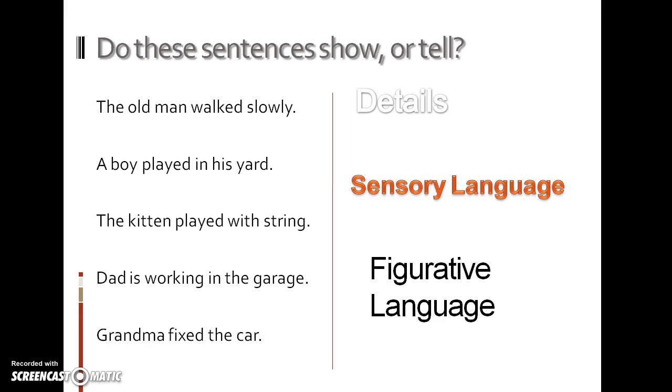The old man walked slowly. The boy played in his yard. The kitten played with the string. Dad is working in the garage. Grandma fixed the car. So remember our three strategies: details, sensory language, or figurative language. Choose one of these, and I want you to take a moment and write a show sentence. Either one. Any of these, just choose one. Pause the video.